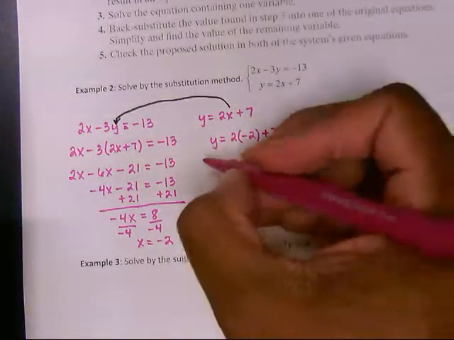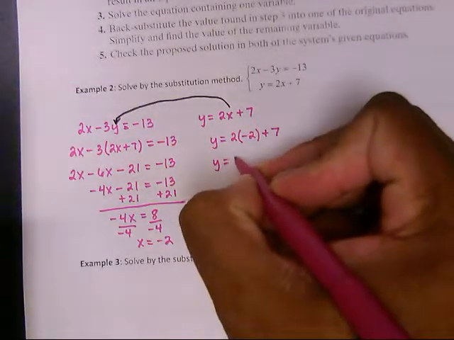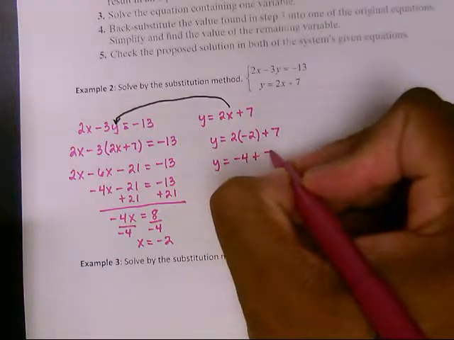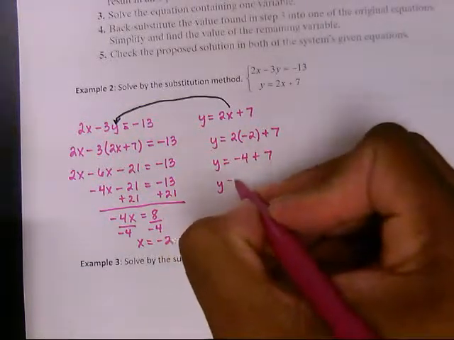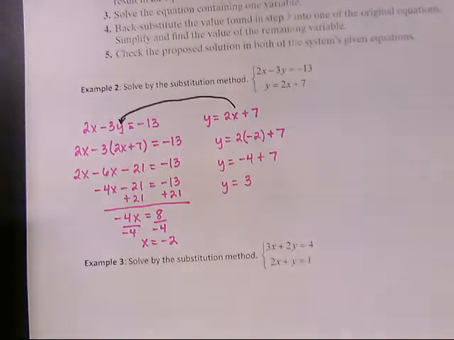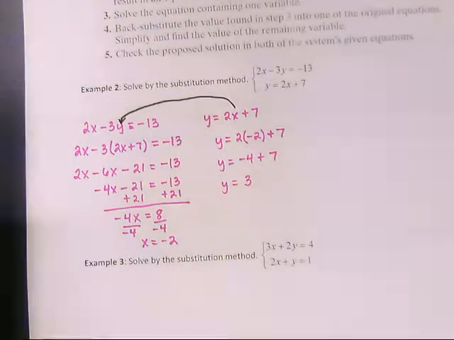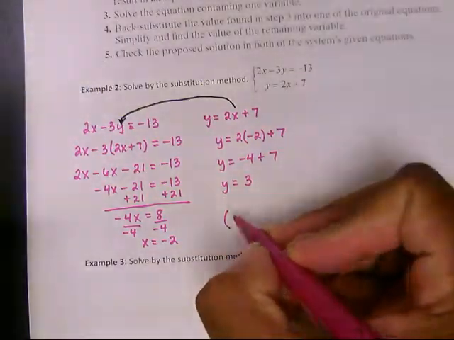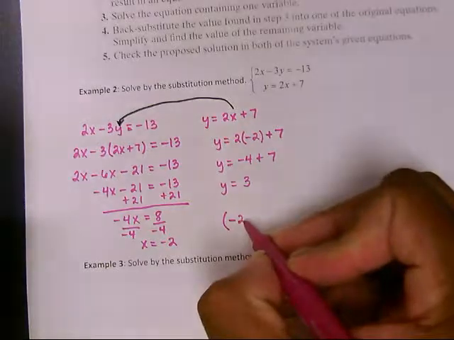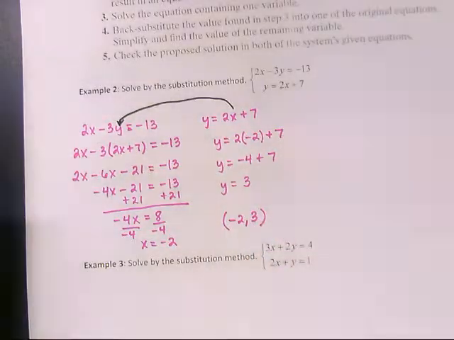And then 2 times negative 2 would be negative 4, and then negative 4 plus 7, I will end up with 3. Okay? So now I know what y is. y is equal to 3, and I know that x is equal to negative 2. So this will be my ordered pair for this system of equations: negative 2, 3.